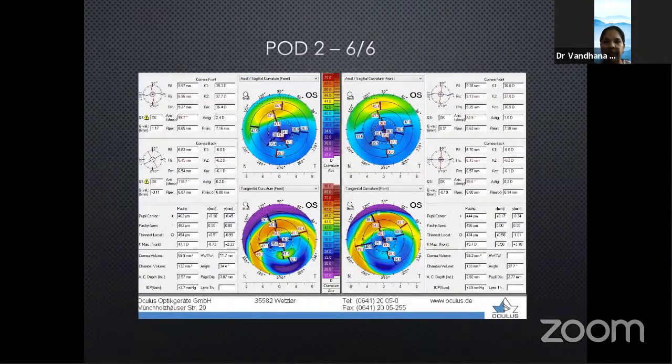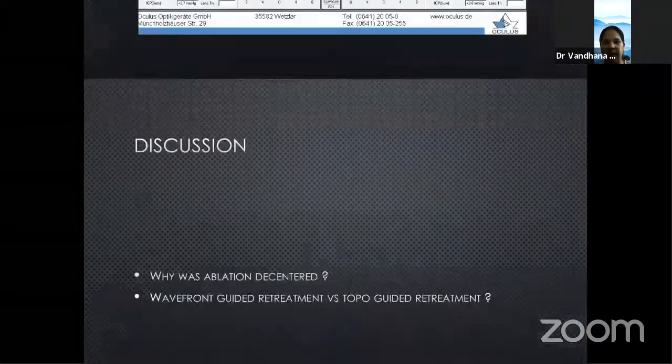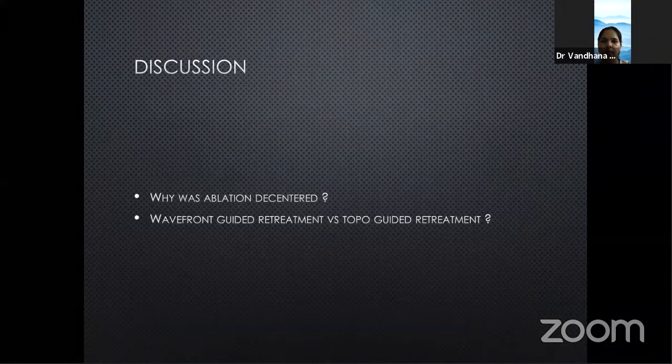So here again, the patient presented to us on POD2 with actually 6/6 partial vision. And you can see the central island and the ablation was much better post the resurgery. Next. So my discussion would be, why was ablation decentered in this case in spite of the active tracking being on? And second, the pluses and minuses of wavefront-guided retreatment versus topo-guided retreatment in these cases. Thank you.